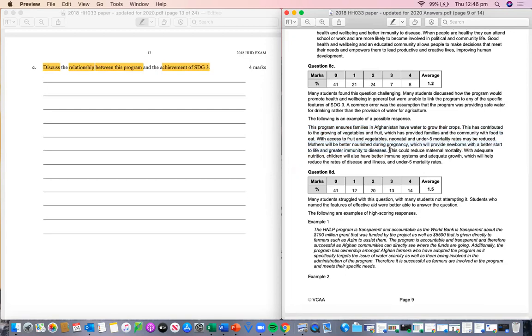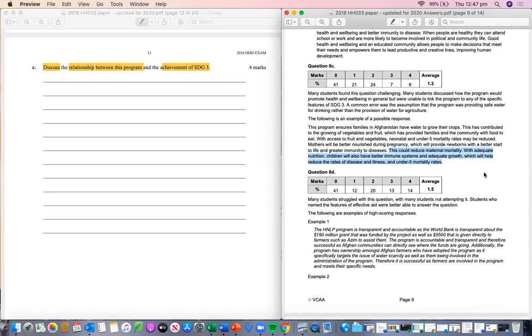So again, what they've then done is look at how it can reduce maternal mortality. It also looks at how it can reduce the rates of disease and illness, and then impact under 5 mortality rates. So that's the key thing in terms of relationship. You're trying to explain how it can go back and forth the same way, same thing like an interrelationship in that same question. Focus on that, again, in the same sort of manner.